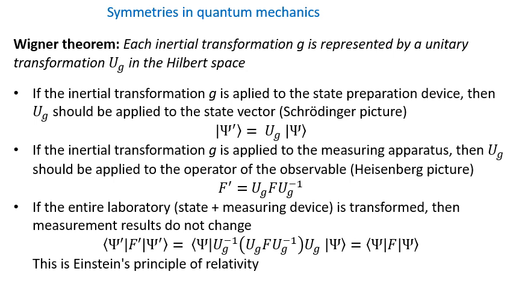To check the consistency of these formulas, let us now perform an inertial transformation on the entire laboratory. In other words, apply it to both the state preparation and measurement devices. According to the principle of relativity, measurements will not be affected in this case. And this is exactly what our formulas show.